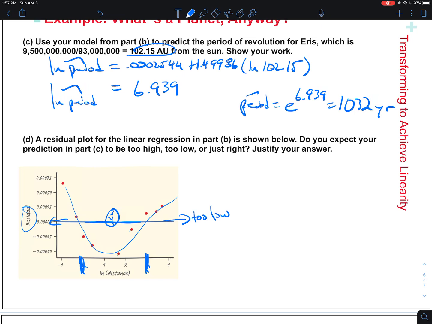And we had the natural log of distance was 6.939. Too low, because it's going to fall out here.